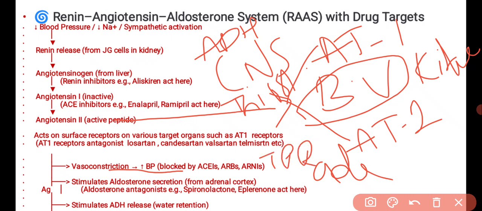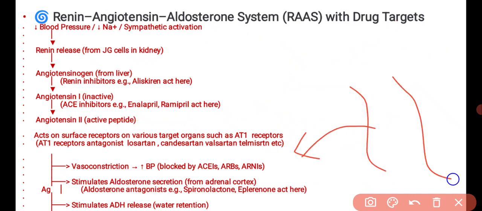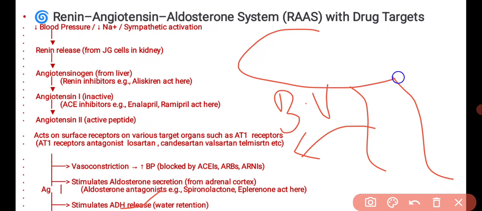Aldosterone secretion may increase the fluid and water retention in the body, so thereby the blood volume is increased and the blood pressure is increased. Antidiuretic hormone causes water retention. All these may contribute to the rise in BP. That's why, when we block this system, we can control the higher blood pressure. Various drugs act at various levels of the RAS system.